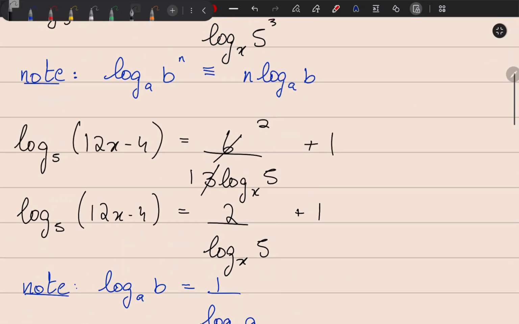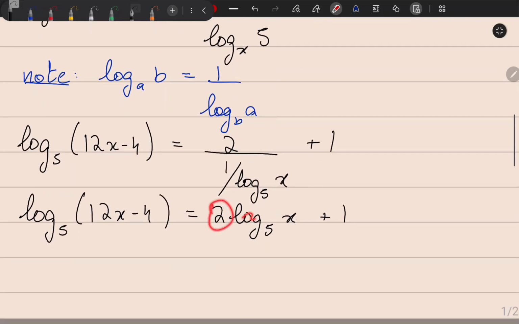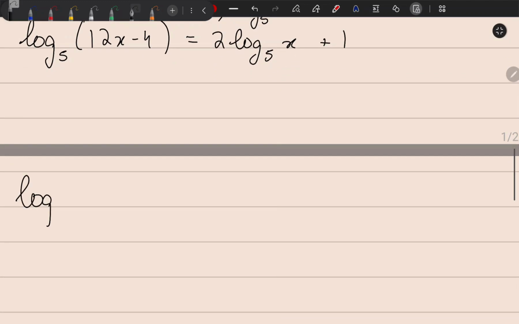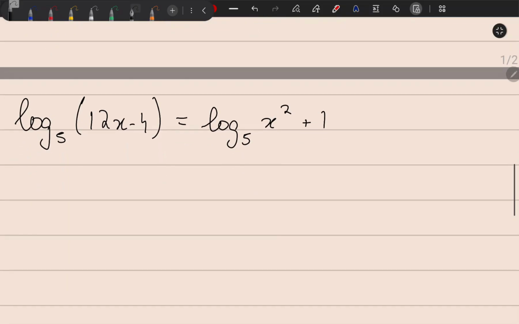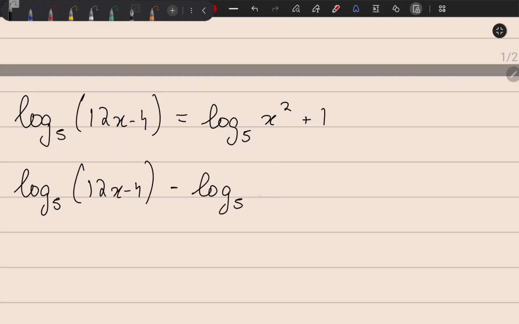Alright, so now we use the power rule, remember? Now let's use the power rule in reverse. Let's bring the 2 up to the power of x. So we have log base 5 of 12x minus 4 is equal to log base 5 of x squared plus 1. Right. Now let's take the log base 5 of x squared to the left hand side. So we have log base 5 of 12x minus 4 minus log base 5 of x squared is equal to 1.